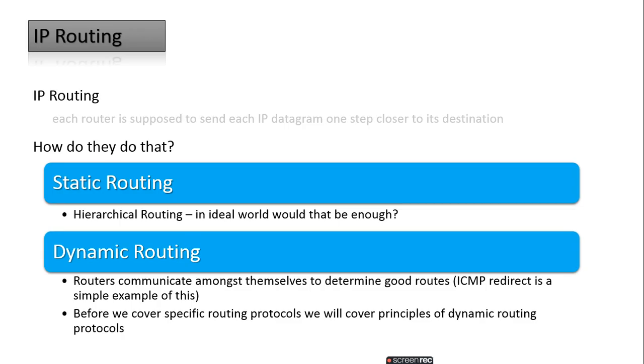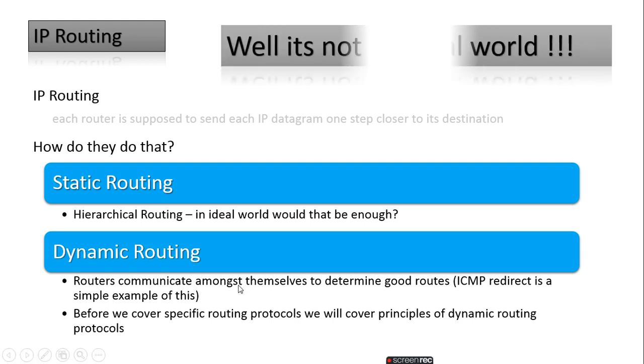The second method is dynamic routing. Dynamic routing means routers communicate among themselves to determine what's a good route. For example, Internet Control Message Protocol redirect is a simple example. Now before we cover the routing protocols, we need to cover the principles of dynamic routing protocols. Now you know about a couple of dynamic routing protocols. We haven't learned about static routing, but we will do so in a lab session. For now, since we talked about RIP, EIGRP, IGRP and RIP version 2, all of them are dynamic routing methods.